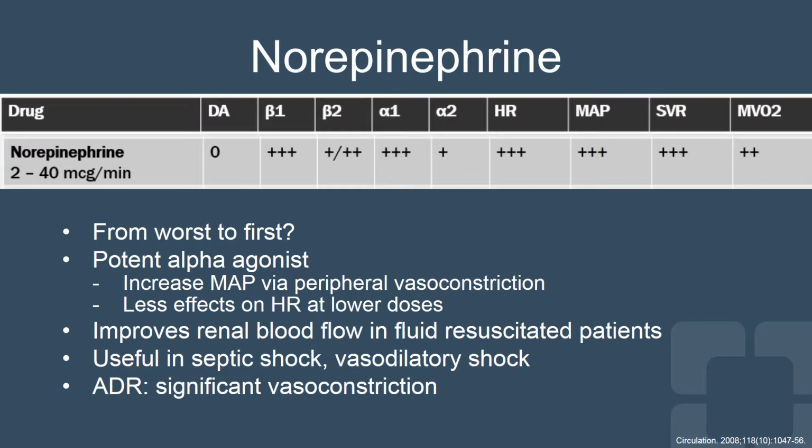Adverse drug reactions include, of course, significant vasoconstriction, which makes sense with it being a vasopressor. Another specific adverse drug reaction is arrhythmias. Now, there are other vasopressors out there that may be more arrhythmogenic, but this is one to take into consideration, that you may have a patient who does experience new onset arrhythmias while they're on norepinephrine.